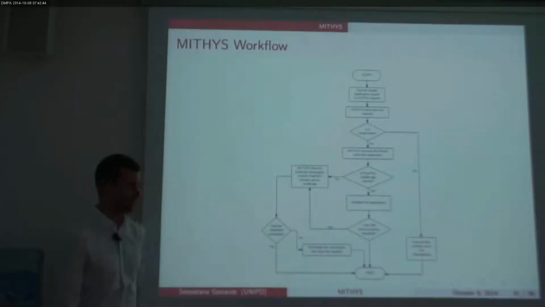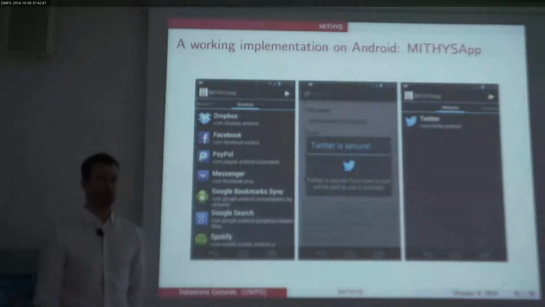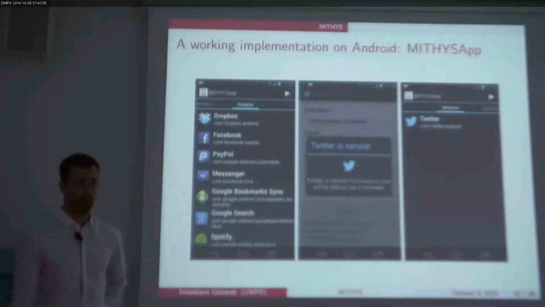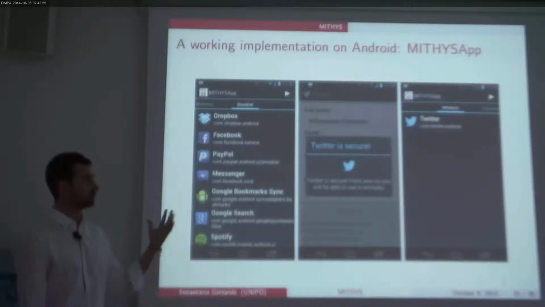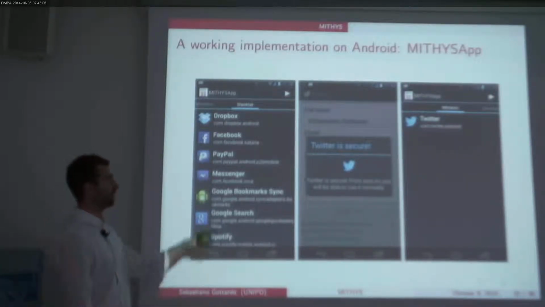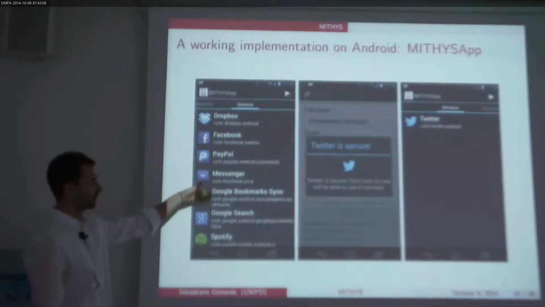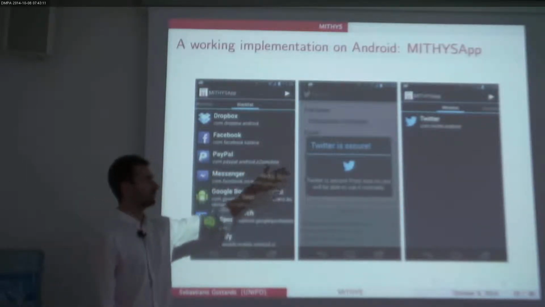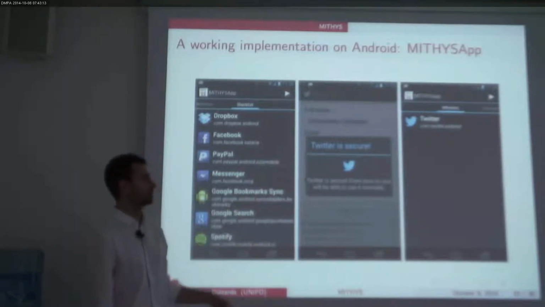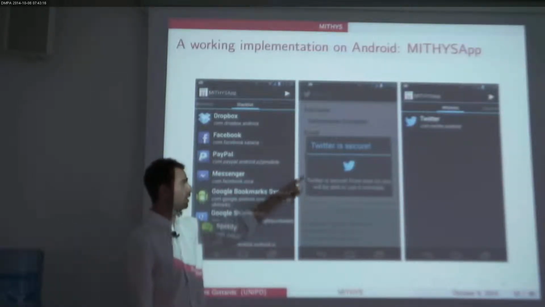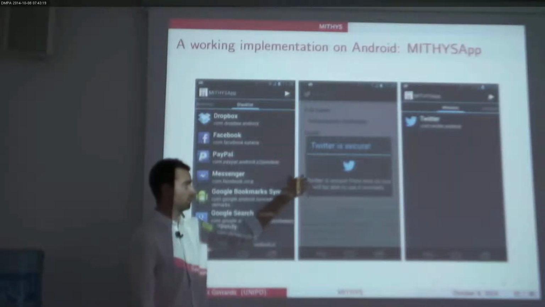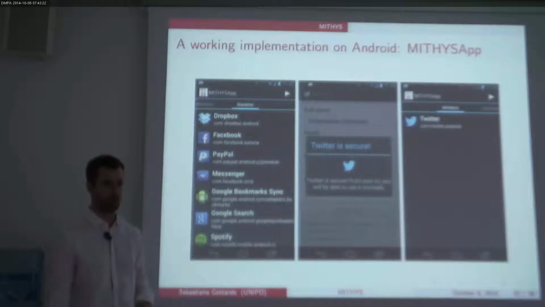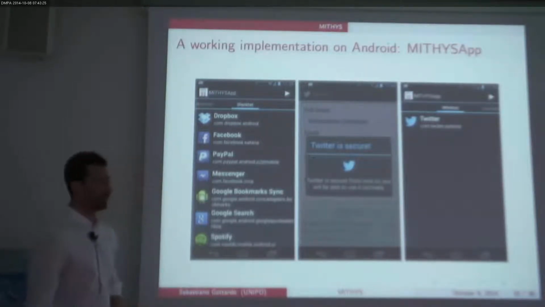But we didn't just design this architecture. We wanted to see its feasibility and how it behaves in a real-world environment. So we went on and implemented the MITHYS architecture by means of MITHYS app, which is a fully working Android prototype. Here you can see some screenshots. We have a blacklist, which lists all the vulnerable applications, and we have a whitelist, which is much shorter and lists all the pen-proof applications. And every time a new pen-proof application is found, we show the user this nice dialogue where we say, hey, Twitter is secure. You can use it without any further ado. And let's move on. Thank you very much.